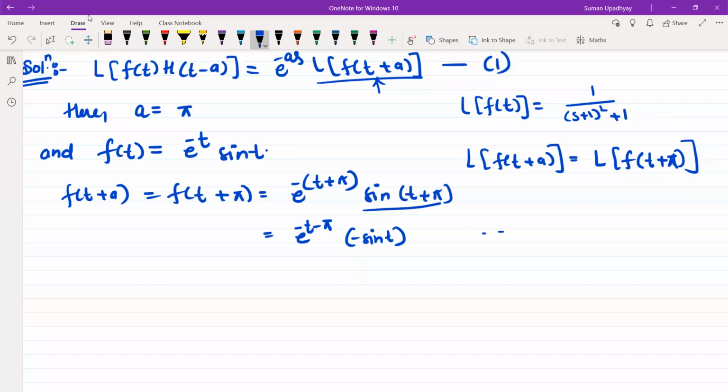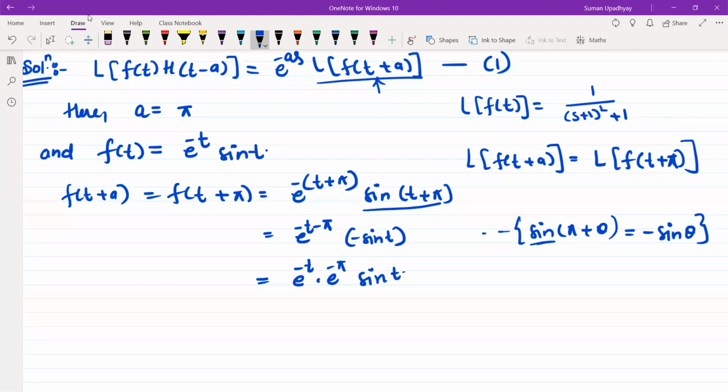Did you get it? Yes, ma'am. Sin of pi plus theta. Pi plus theta lies in the third quadrant. In the third quadrant sin is negative, so therefore the answer will be minus sin theta. And what is theta over here? It is t. So I got it as e raised to minus t into e raised to minus pi into sin t. So this is my f of t plus a.